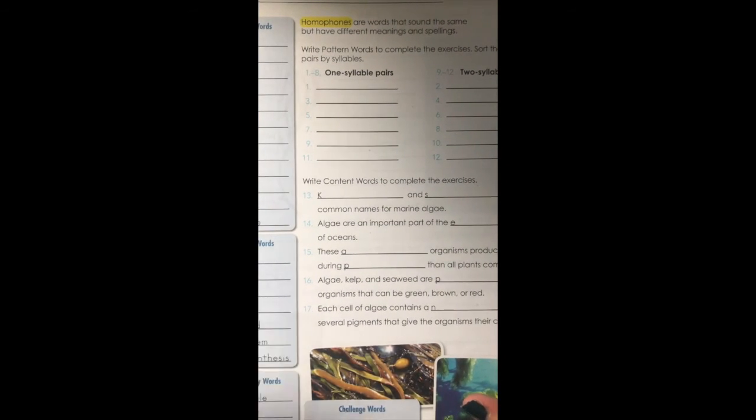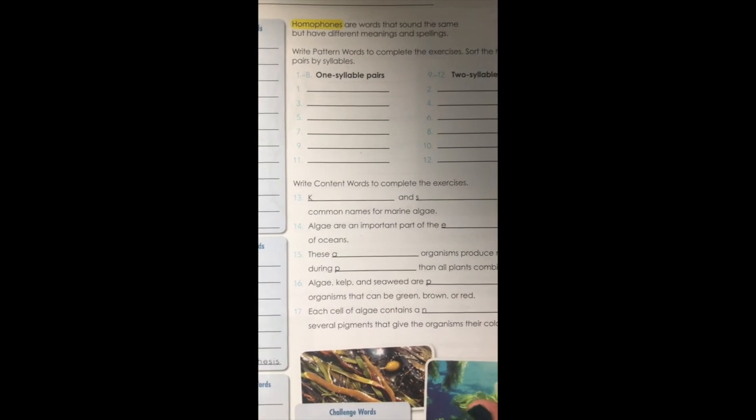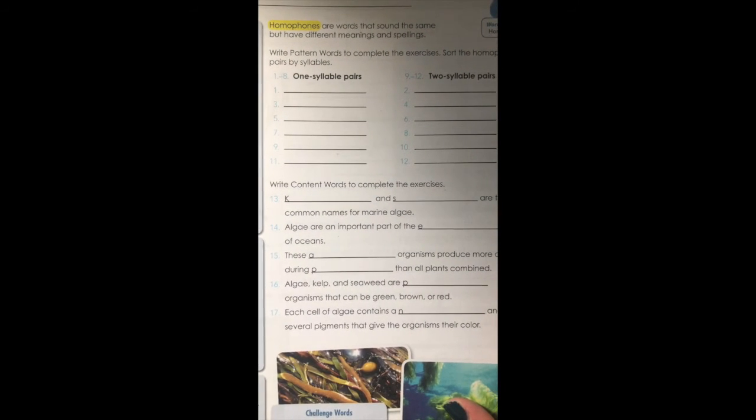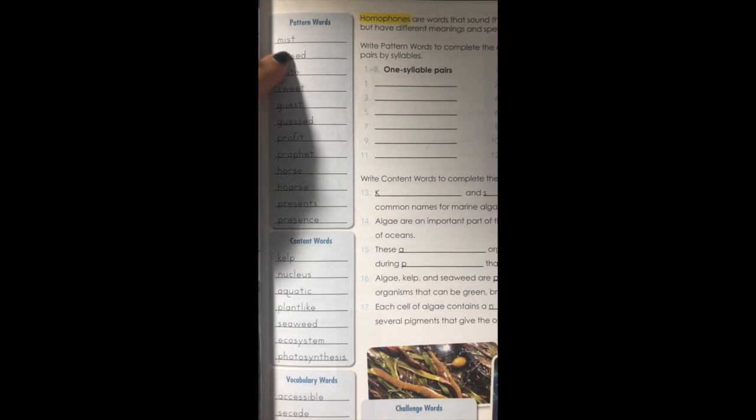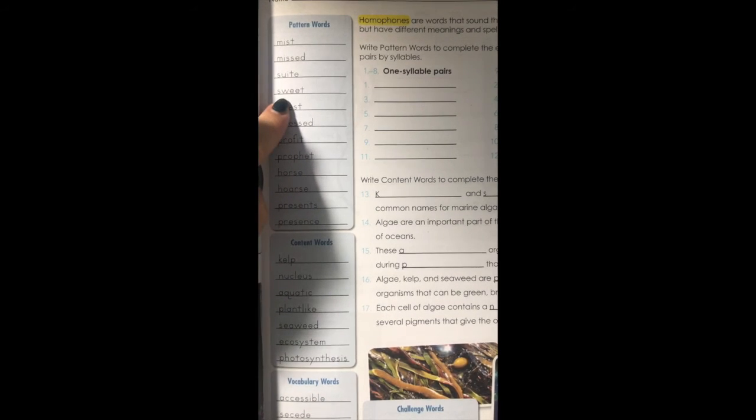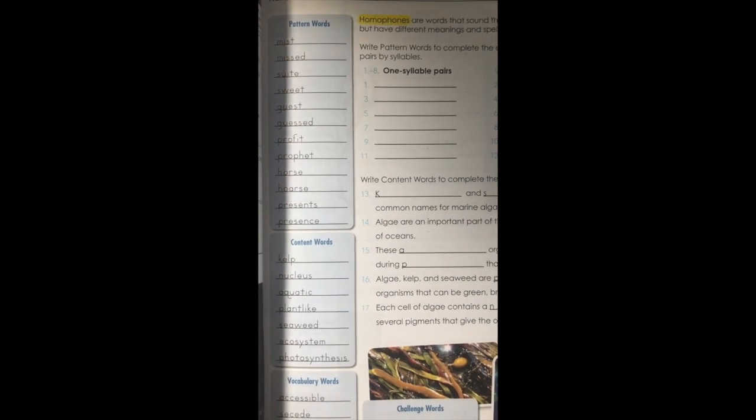You will notice that our pattern words are actually homophones. Homophones are words that sound the same but have different meanings and spellings. This is going to be very important because you can't just listen, you have to read along with me to help identify the differences. So for our pattern words, you'll notice that we have pairs of words that sound the same but mean different things. And you're going to need to know this to be able to do your exercise of the day.